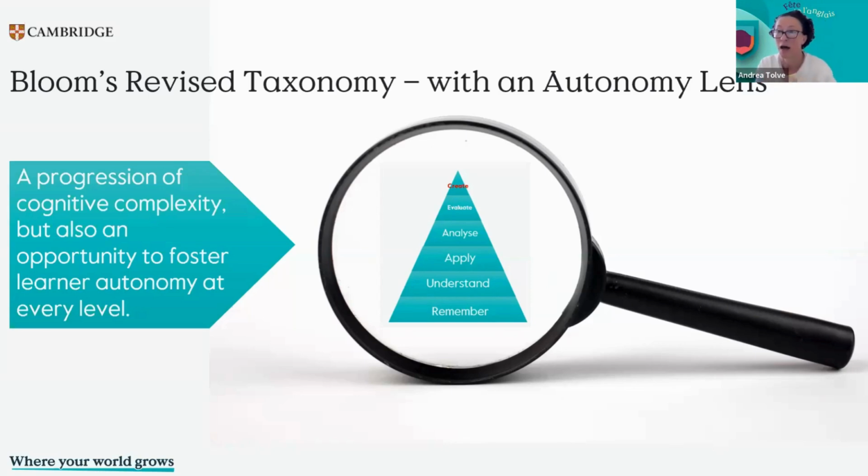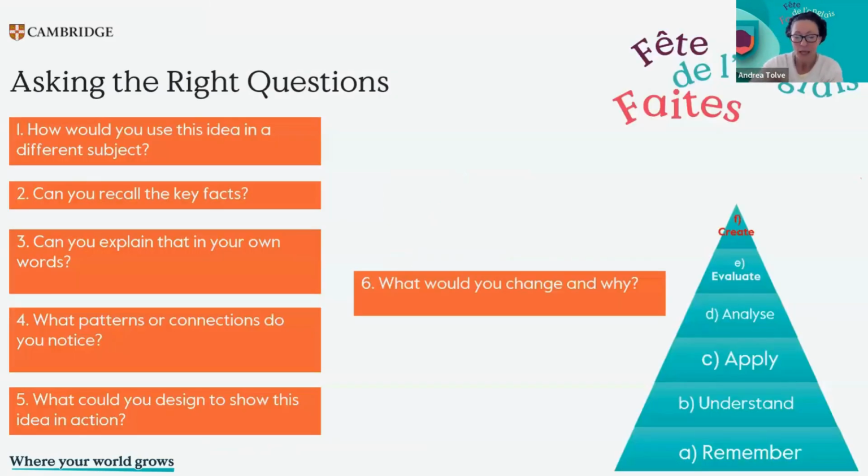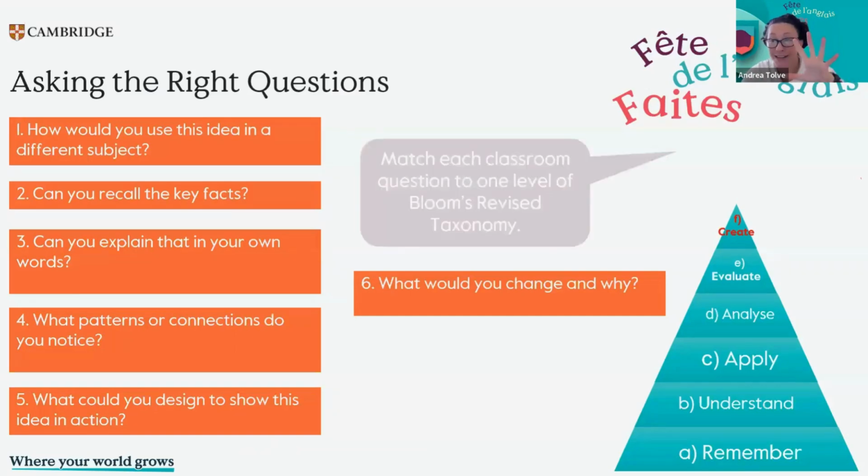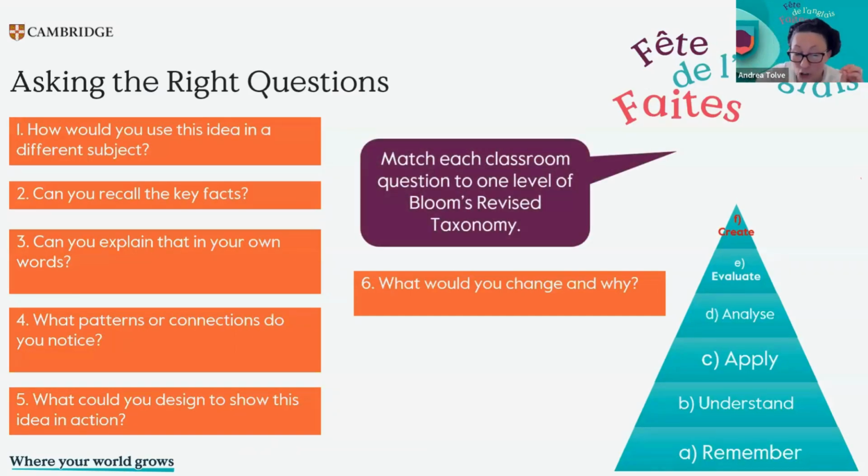So I've got another task for you here. We've got 6 classroom questions on the left side of the screen, okay? What I'd like you to try and do is match each classroom question to one level of Bloom's revised taxonomy. If you can see on the right, I've added letters. So you can just say 3A, 2D, yeah? Oh, Stephen's already said 1C, okay. If you want to put them all at once as well, maybe.